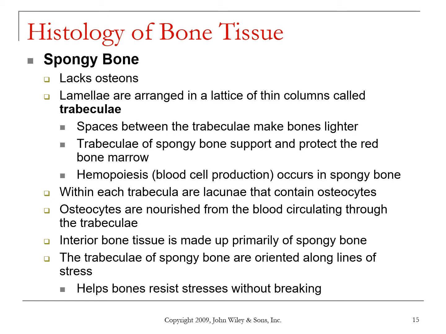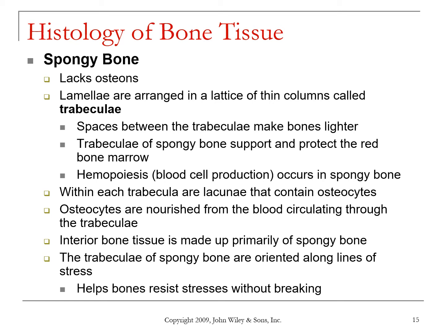Now, the trabeculae support and protect the marrow found in the cavities. If it's red marrow, it's hematopoietic, it produces blood cells. And of course, associated with the red marrow are many blood vessels that take those newly formed cells into the general circulation. Now, the lamellae still have lacunae that contain your osteocytes and the canaliculi that connect with the blood vessels running through the cavities of the spongy bone.